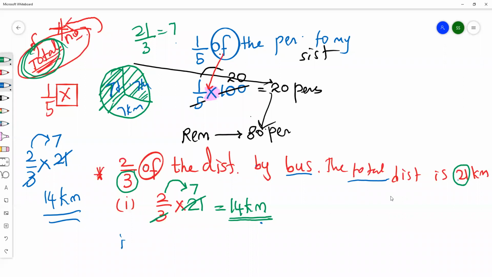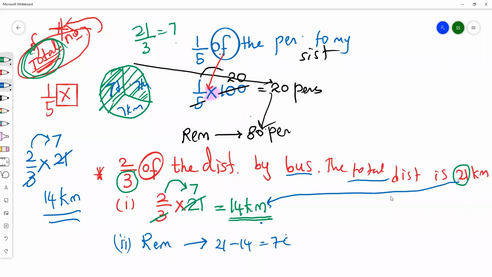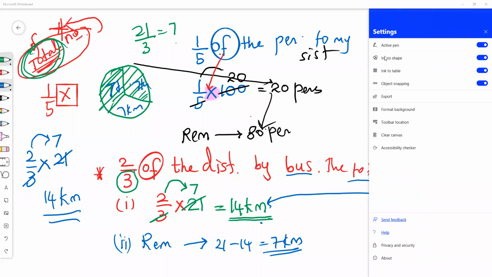Okay, the second is find the remaining distance. What is the remaining distance? Remaining means you have to add or subtract or multiply or divide, what is the operation? Yes, total distance is 21. From 21, if you subtract 14 kilometer, 21 minus 14, 7 kilometer is the remaining distance. We have to deduct. Very good. Okay. So go through. This is the simplest form of fraction, part by part.